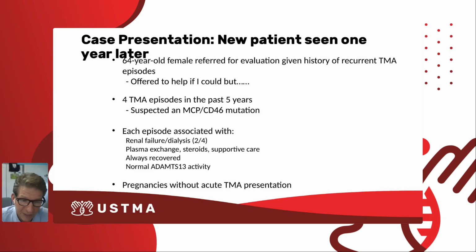She had renal failure. She needed dialysis in 2 of these 4 episodes. She was treated with plasma exchange and steroids, and always recovered though. That was also unique about this cohort of patients: despite the renal injury, they were recovering over time. She also had normal ADAMTS13 activity, excluding TTP, and she also did not have problems with pregnancies.